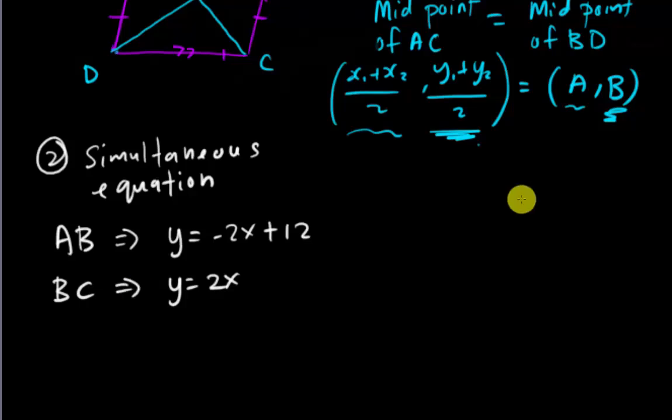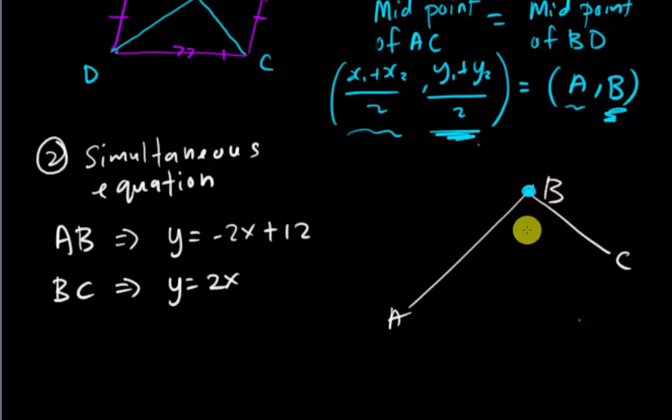So you have to understand, if this is AB and let's say this is BC, obviously they will intersect at the coordinate of B, correct or not? AB and BC, they will intersect at the coordinate of B. So if you substitute the equation of AB into the equation of BC, basically you are finding the coordinate B.